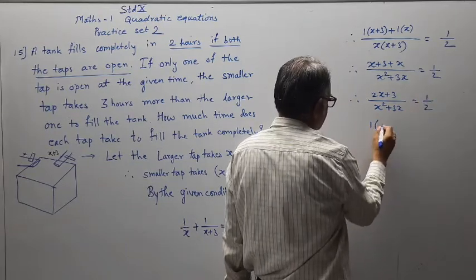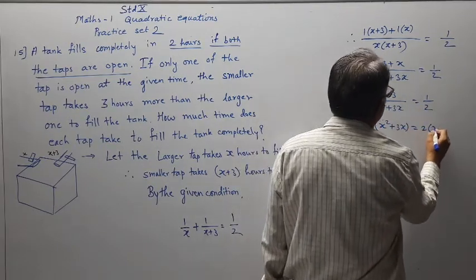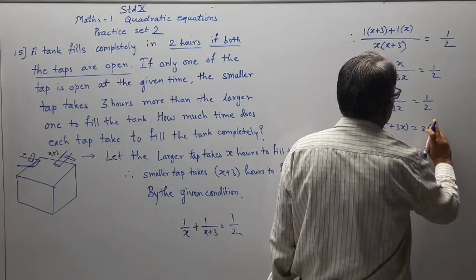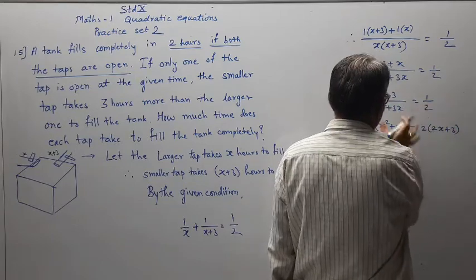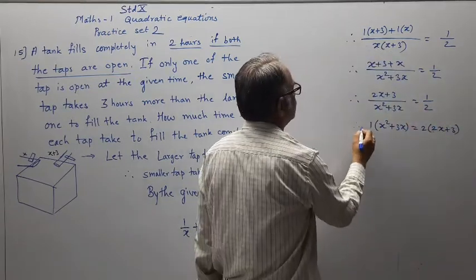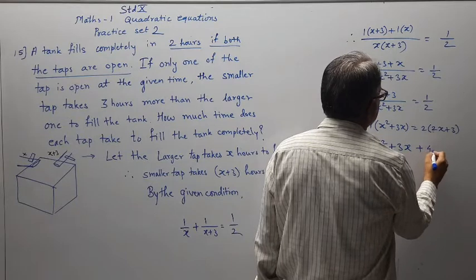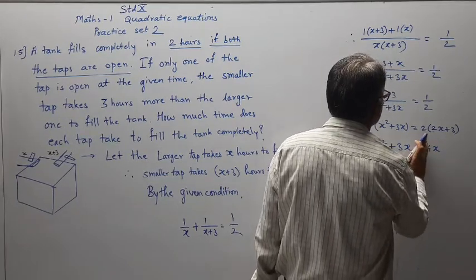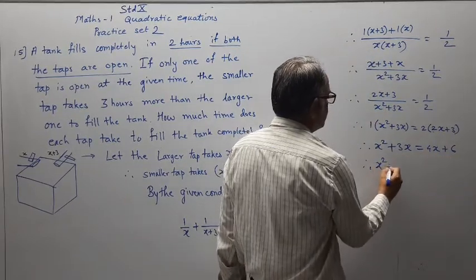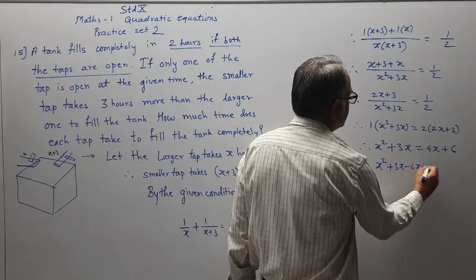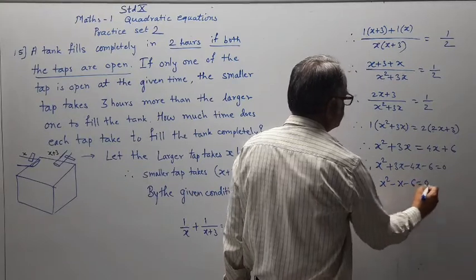X square plus 3X into 1 is equal to 2 into 2X plus 3, cross multiplication. As we want the X square term positive, I have taken this cross on the left side and this cross on the right hand side. Otherwise we have to change the sign afterwards. X square plus 3X equal to 4X plus 6. 2 2s are 4X. Therefore X square plus 3X minus 4X minus 6 equal to 0. X square minus X minus 6 equal to 0.